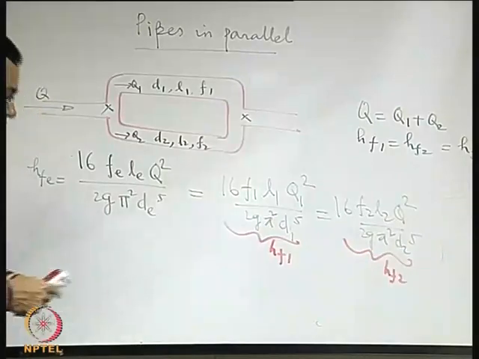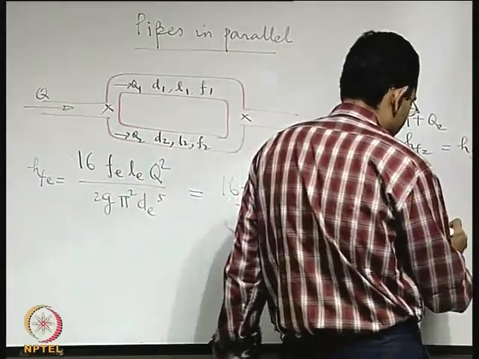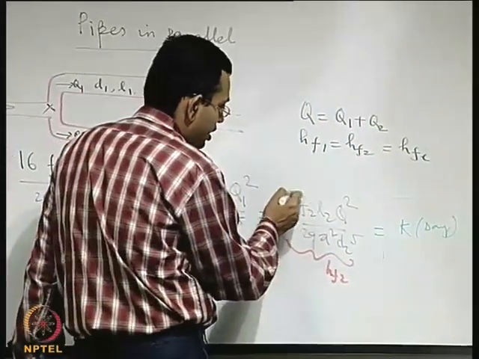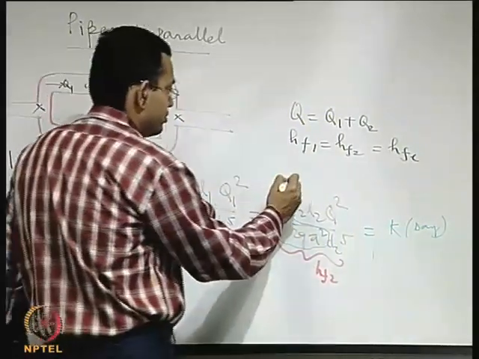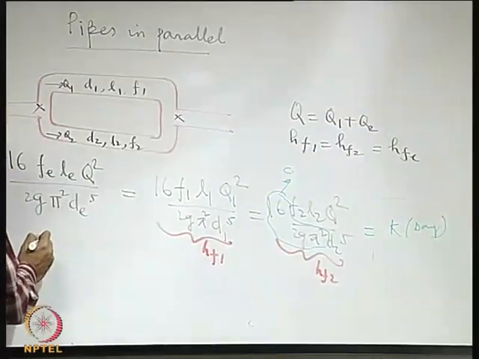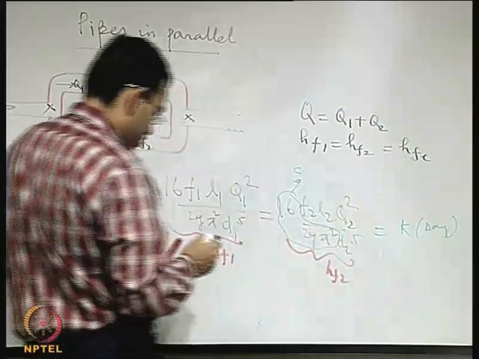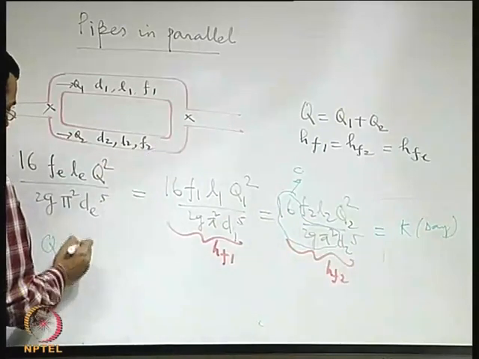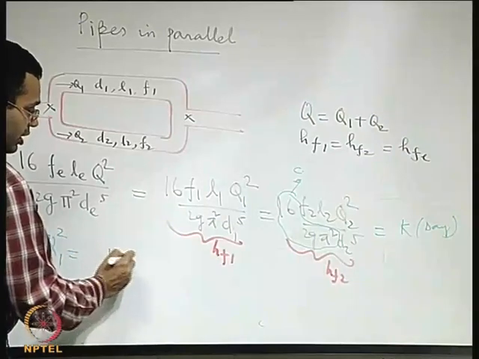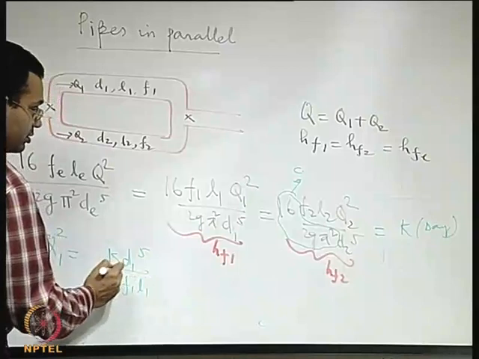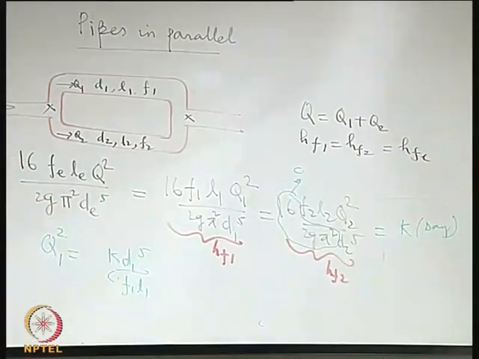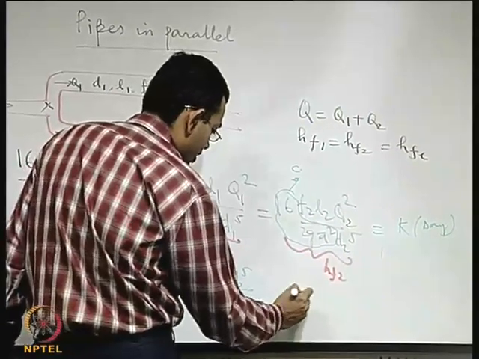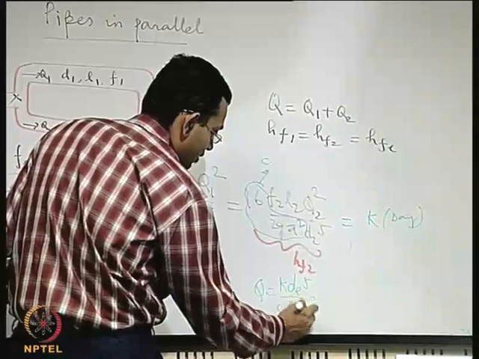Let us say that each is equal to some constant k. And the 16 by 2g pi square, this is a term which is like a constant for all, let us call it c. So you can write Q1 square is equal to K into D1 to the power 5 by F1 L1 C, right. Similarly, Q2 square is equal to K into D2 to the power 5 by C F2 L2, and Q square is K D to the power 5 by C FE LE.